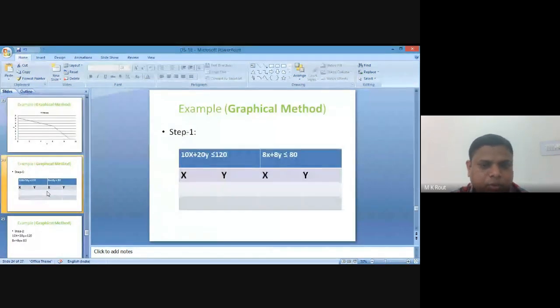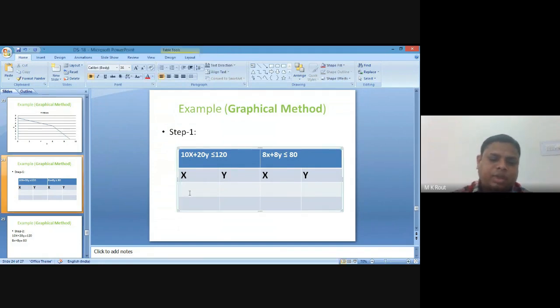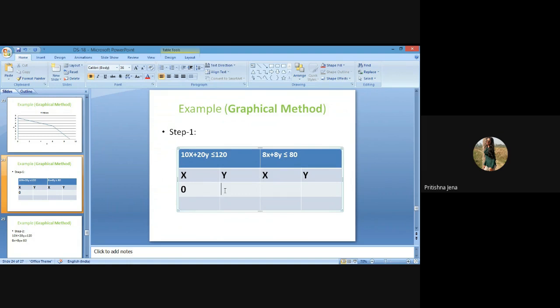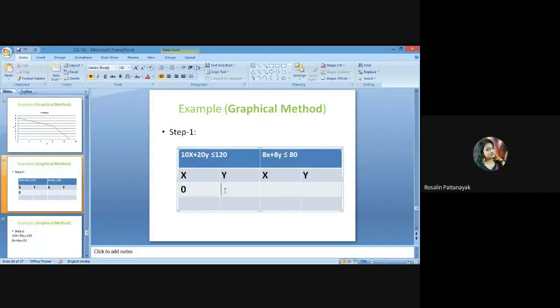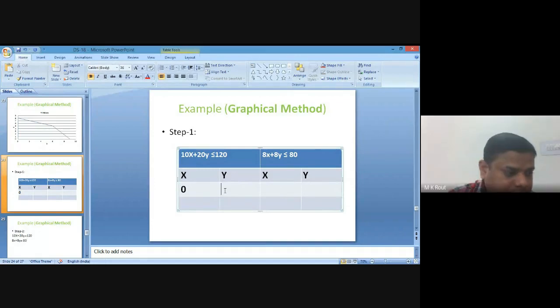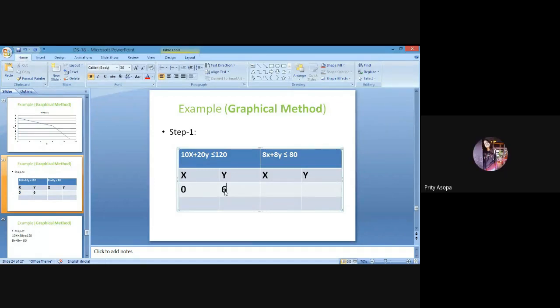So here, for your easy calculations, that is 10x plus 20y equals 120. What is the value of x here? If I put x as 0, what is the value of y? 6. Sir, 6.